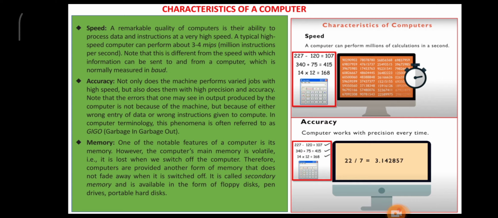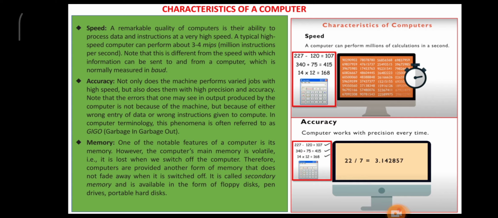A computer can perform millions of calculations in a second, which I already told you is called MIPS. And see, a timing is clearly given on the right hand side. So many instructions, millions of instructions, are performed per second. Now the next point is accuracy. Not only does the machine perform varied jobs with high speed, but also does them with high precision and accuracy.